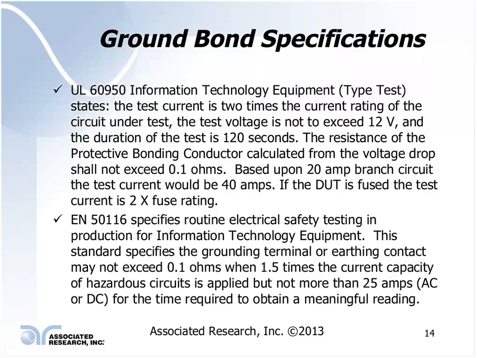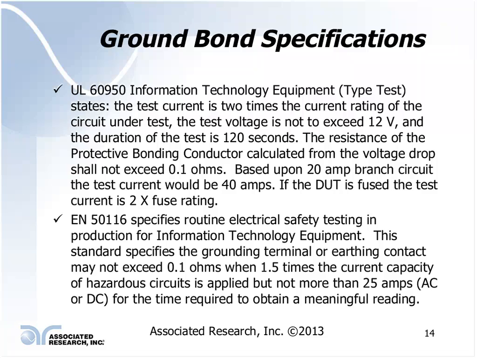If your product is fused, then you're talking about a different set of parameters. It is 2 times the fuse rating of your product. So if I am building a product that's got a 6 amp fuse in it, 2 times the 6 amp would be 12 amps. That would be the ground bond test for my product. If it did have an internal fuse, it's 2 times the fuse rating of that product itself for the 120-second duration.